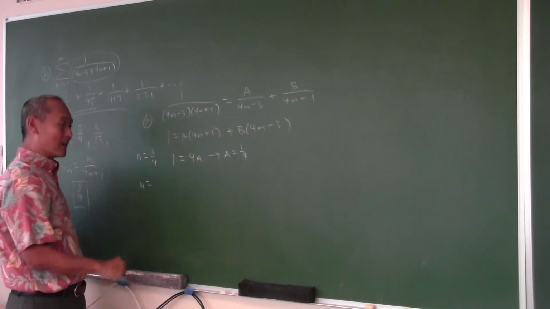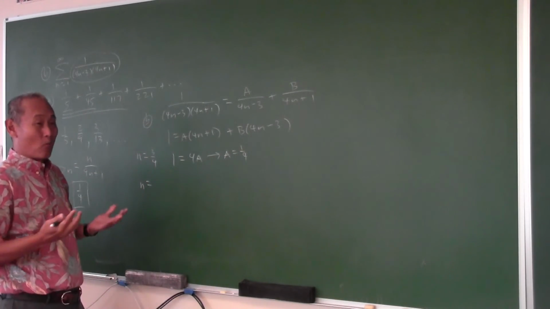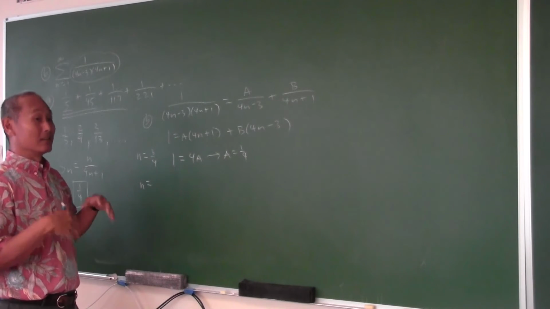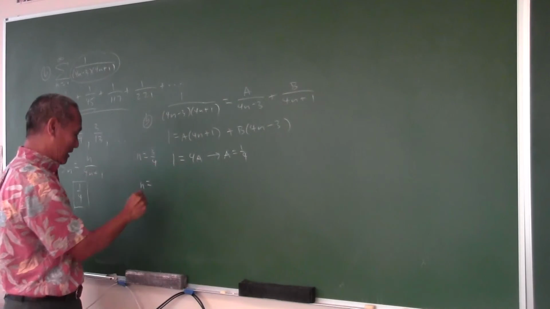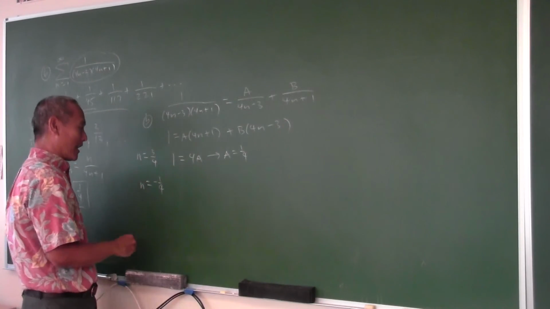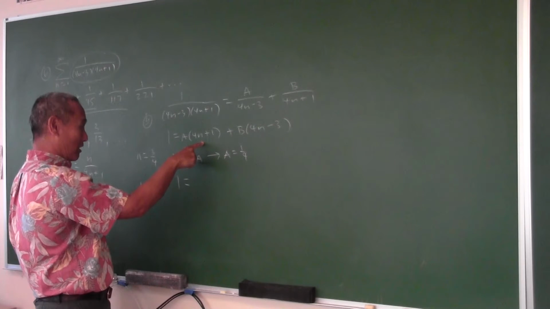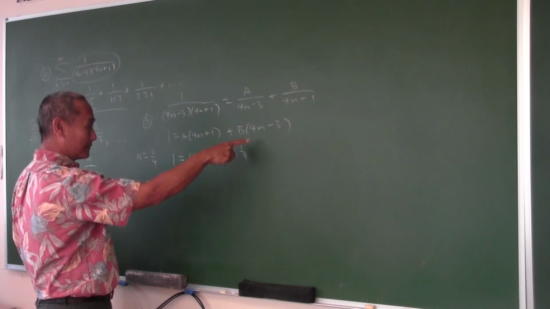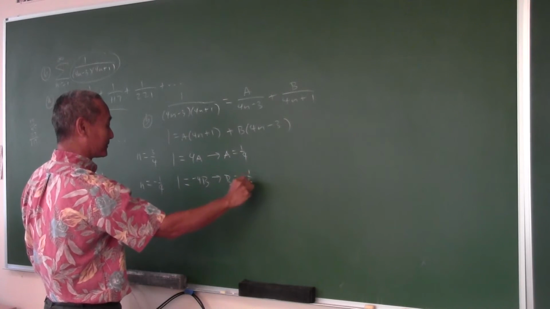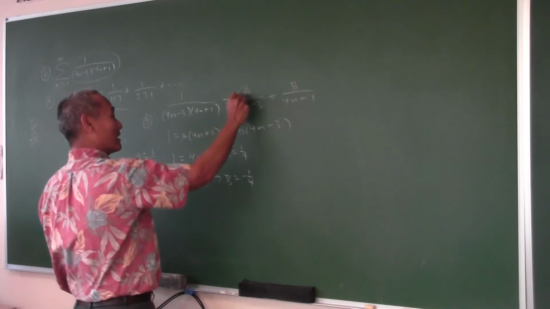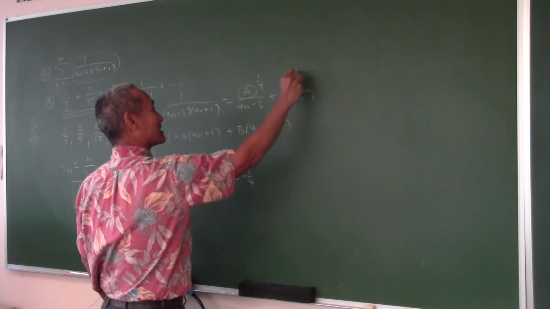Now, plug in another number for n. It really doesn't matter what number, but if you pick a good number, it's easy to solve. Like, how about negative 1/4, because it makes that 0. So if I plug in negative 1/4 for n, you get 1 equals 0 plus negative 4B. I just figured out B is negative 1/4. So that means this is 1/4, and that's negative 1/4.